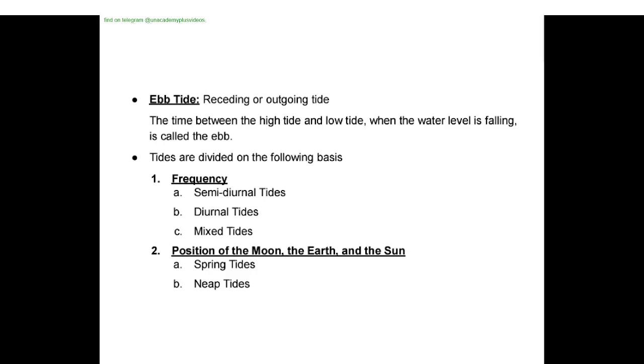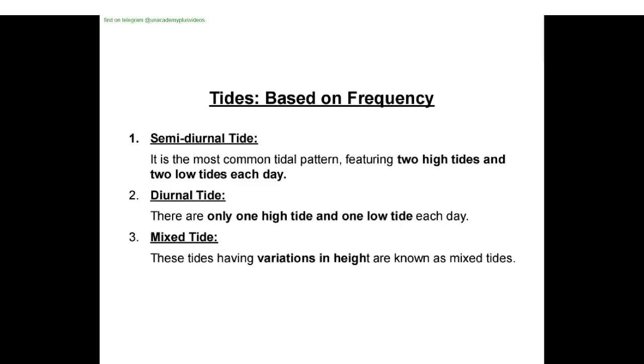Tides are divided on the following basis: frequency, which includes semi-diurnal tides, diurnal tides, and mixed tides; and position of the moon, the earth, and the sun, which includes spring tides and neap tides. Tides based on frequency. Semi-diurnal tide. It is the most common tidal pattern, featuring two high tides and two low tides each day.